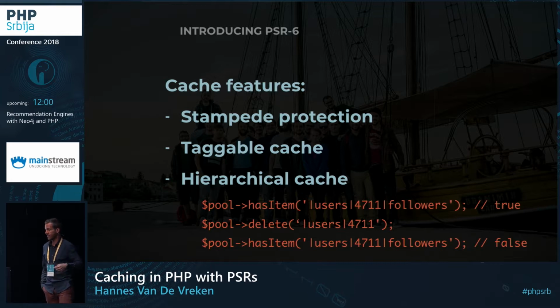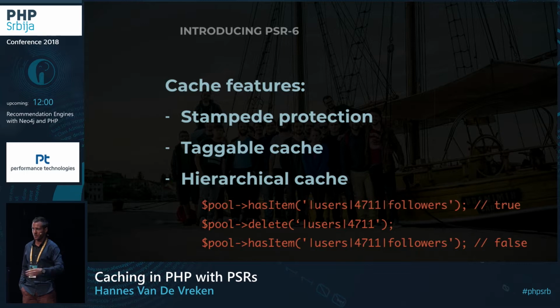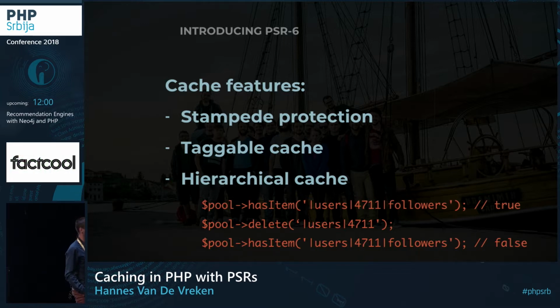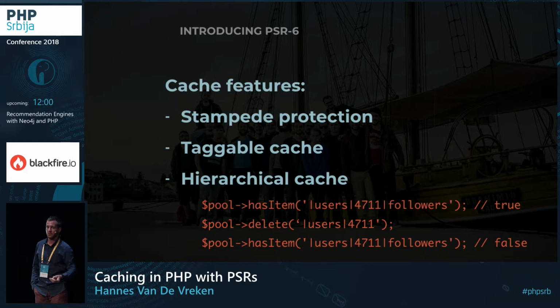And if you set some item on the sub-level of some key, you can use an upper level or a parent level and say, well, everything below this needs to be purged. So you can say delete users 4711, and then everything that is cached for that user will be purged. So when you set this item, it will return true on the has item. But if you then remove everything for that user, which is on a higher level key, then everything below that key will be purged.